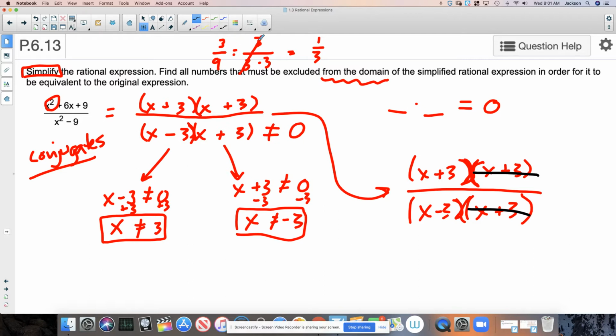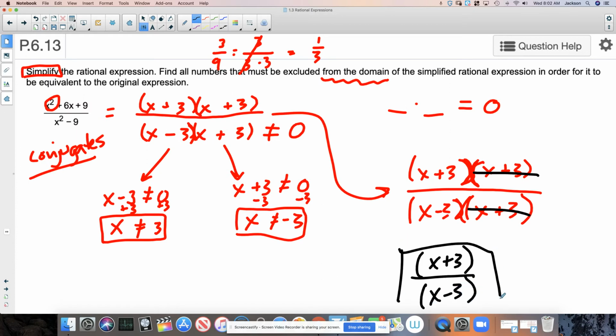Up here, I didn't cancel this 3 with that and this 3 with that 3. I only canceled it with one of the 3's that was on the bottom. Same idea here. I can't cancel this x plus 3 with both of these, right? So I'm left with just x plus 3 on the top and x minus 3 on the bottom. And that would be the simplified form of this rational expression.